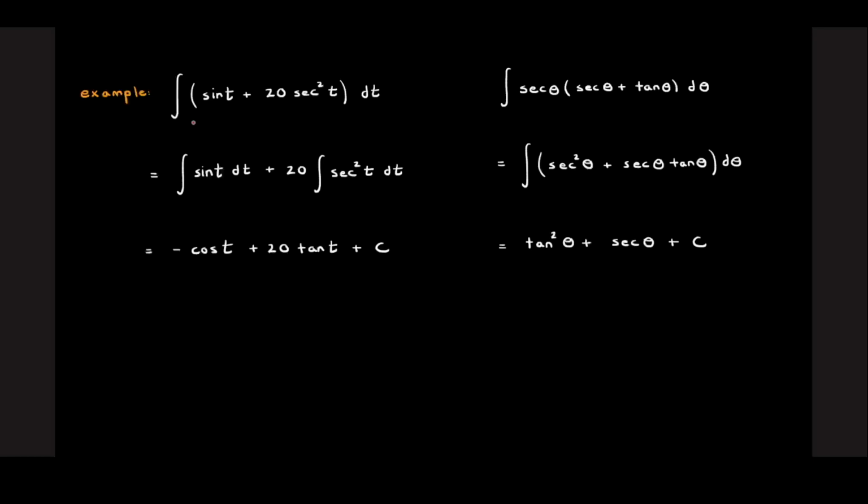For our first example, we are trying to find the most general antiderivative of sine t plus 20 secant squared t. So using the linearity property, we can just find the antiderivative of each component. The antiderivative of sine is negative cosine. The antiderivative of secant squared is tangent. And so the final answer is just going to be negative cosine t plus 20 tangent t plus the constant of integration.